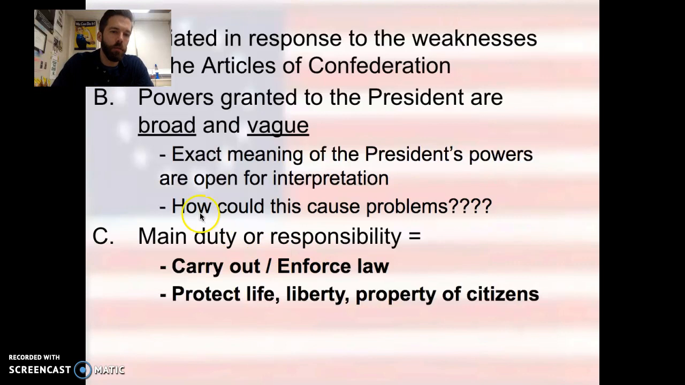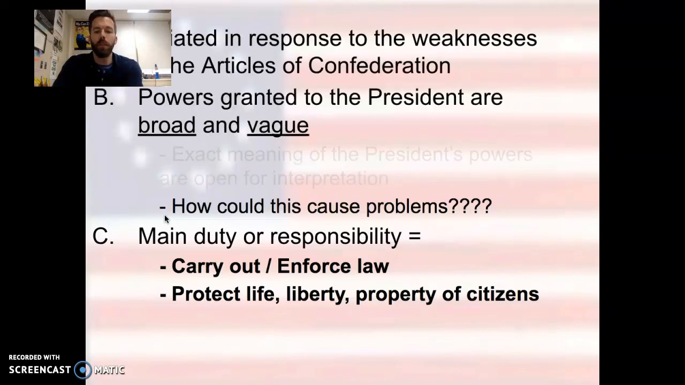Now, this can cause problems with certain executive orders. The president does this, like Obama with DACA, and people said, can he do this? Well, it was constitutional. Or you had Trump doing the travel ban to certain Middle Eastern countries. Can he do this? Yes. I mean, according to the Constitution, since it's not specific, a lot of these are open to interpretation. Okay.